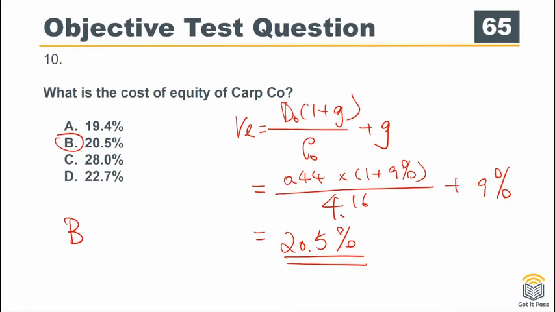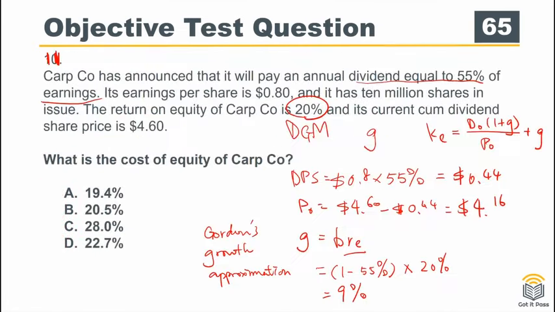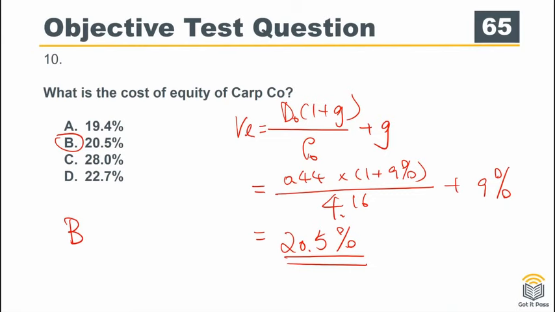For this question, okay, you are asked to work on the cost of equity, but you are not given the information directly. For example, you have to work out the dividend per share. You have to work out the P naught, the price per share, and the growth rate by the Gordon's growth approximation, so that you work out all these parameters that you put in the formula to work out the cost of equity, which you can find the number is 20.5%, which is B.